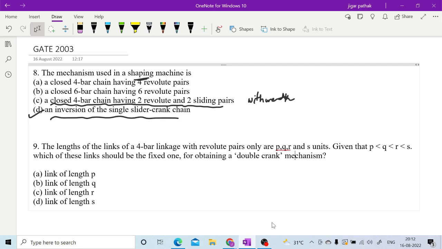Sir, is the double slider mechanism important? We discussed the single slider crank, and similarly we also discussed the double slider crank, while you were telling about the elliptical motion. Is that part also important? Actually, you have to have a basic idea about all these things. Every time it cannot be asked, but it can be asked as some theoretical question.